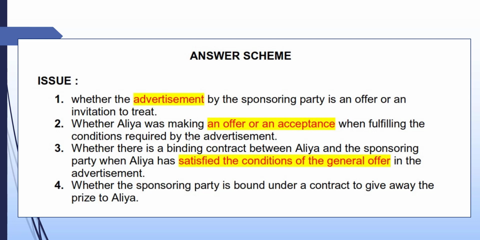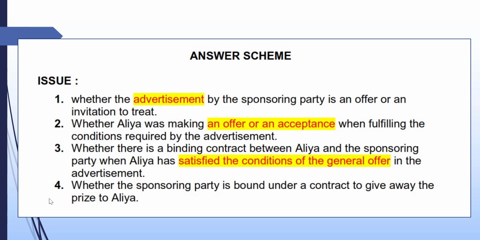Since Alia has fulfilled the requirement of the advertisement, we want to determine whether Alia was making an offer or an acceptance. And the third issue is whether there is a binding contract between Alia and the sponsoring party when Alia has satisfied the conditions of the general offer in the advertisement. And finally, whether the sponsoring party is bound under a contract to give away the prize to Alia, since in the question it was stated that Alia has succeeded in winning the Myvi. So these are the issues which are suggested for you to write.